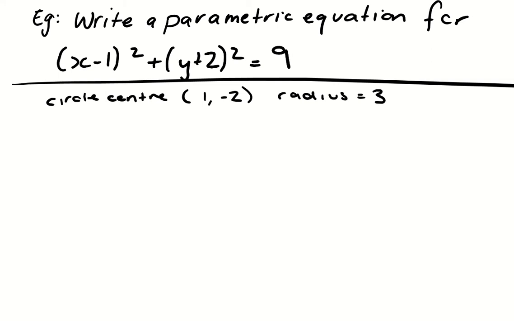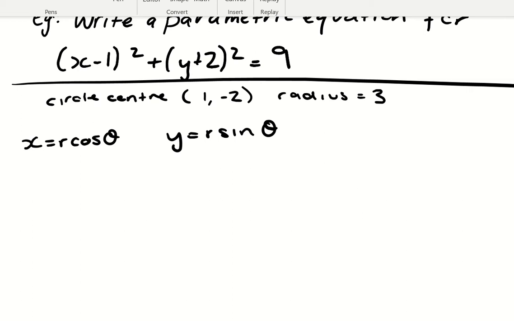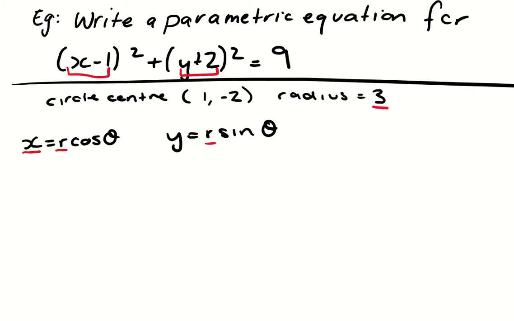Now let's think about your circle parametric forms. So hopefully you remember those. It's x equals r cos theta and y equals r sin theta. Okay, so what I'm going to do here is sub in my x value and my y value for each one, and we know r is just our radius of 3. So replacing those, I'm just going to get x minus 1 is equal to 3 cos theta, and y plus 2 is equal to 3 sin theta.